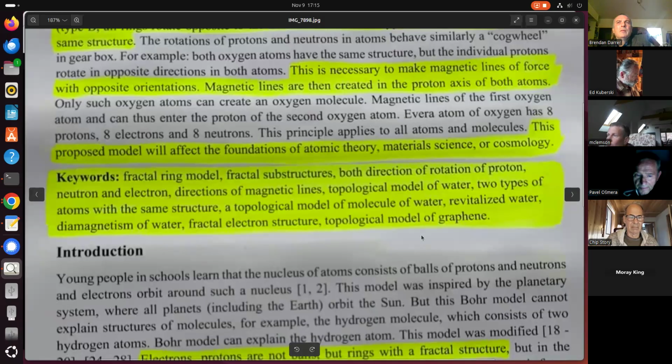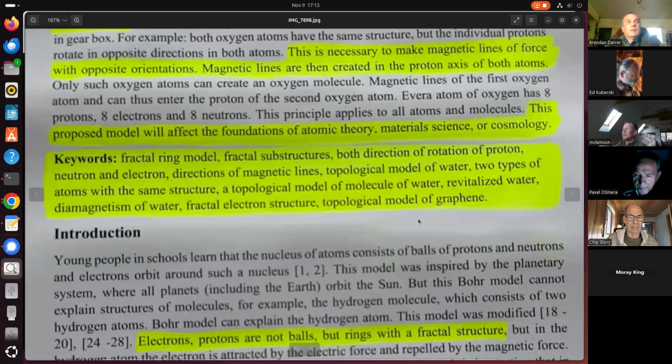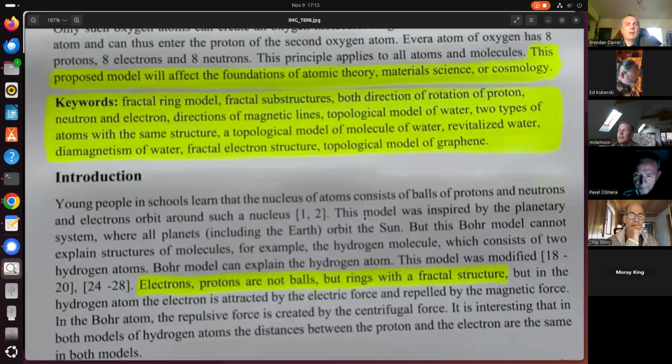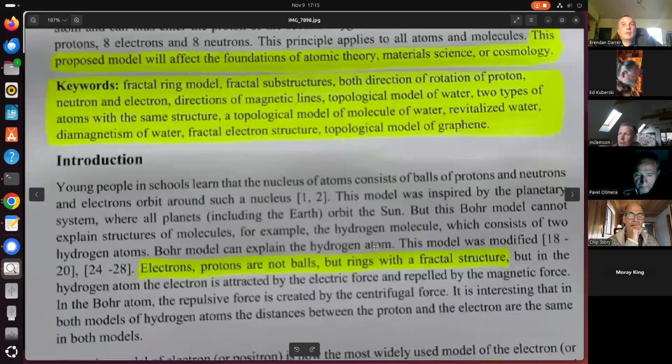This proposed model will affect the foundations of atomic theory, materials science, and cosmology. Keywords: fractal ring model, fractal substructures, both directions of rotation of proton, neutron, and electron, directions of magnetic lines, topological model of water, two types of atoms with the same structure, a topological model of the molecule of water, revitalized water, diamagnetism of water, fractal electron structure, topological model of graphene.